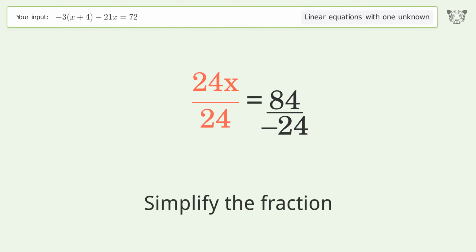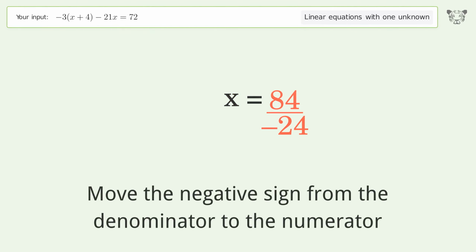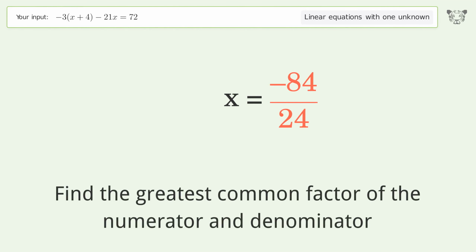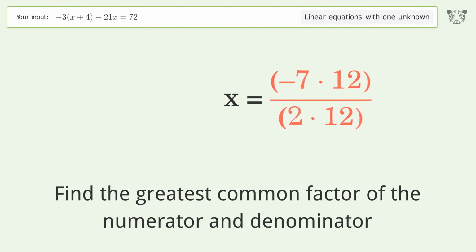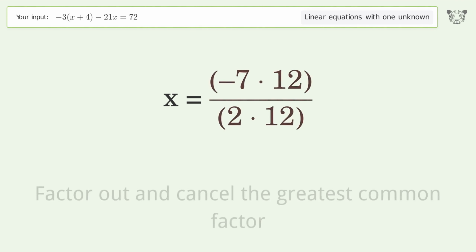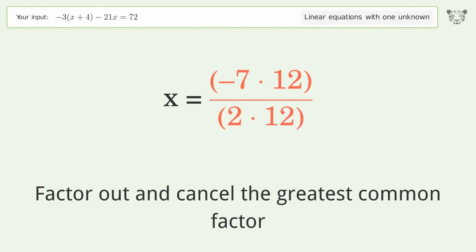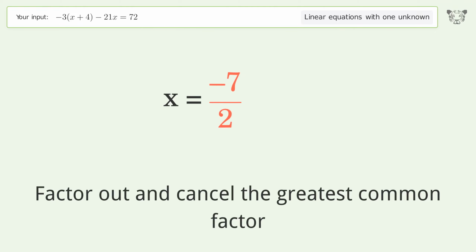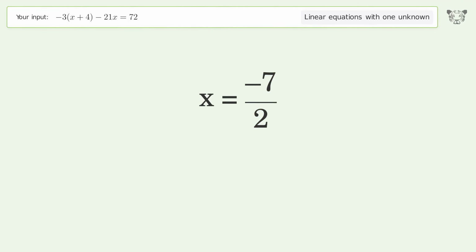Simplify the fraction. Move the negative sign from the denominator to the numerator. Find the greatest common factor of the numerator and denominator. Factor out and cancel the greatest common factor. And so the final result is x equals -7/2.